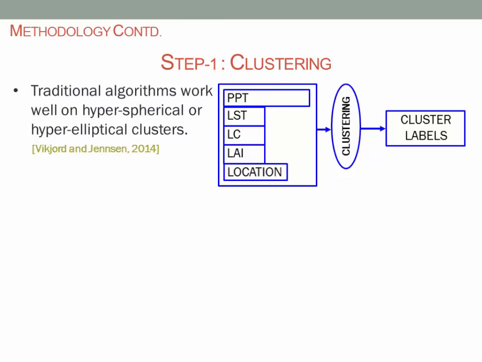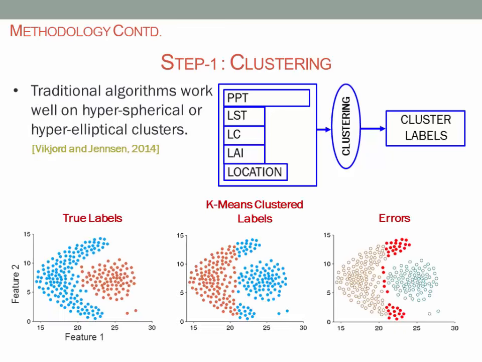Traditional clustering algorithms work very well when the clusters are regularly shaped. So here is a very simple illustration. There are two features, and as you can see, the very popular K-means algorithm clusters based on regular shapes and cannot distinguish irregularly shaped clusters. And this leads to a lot of errors.